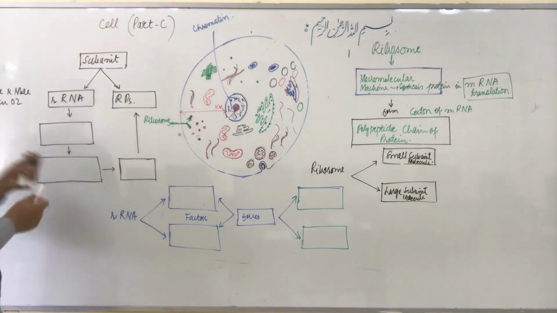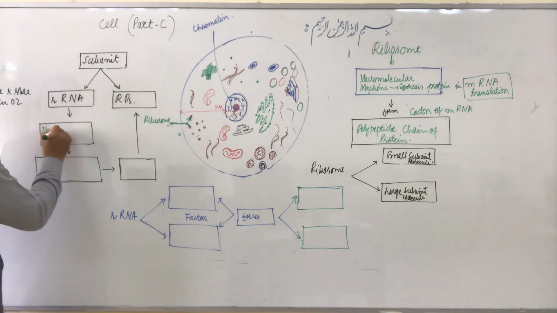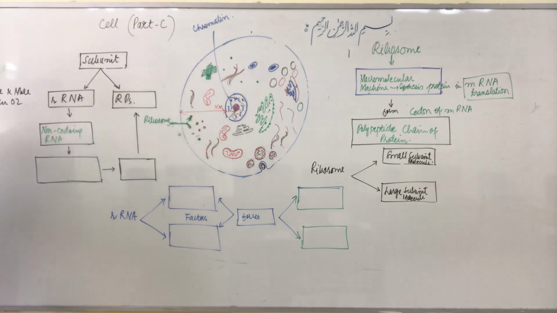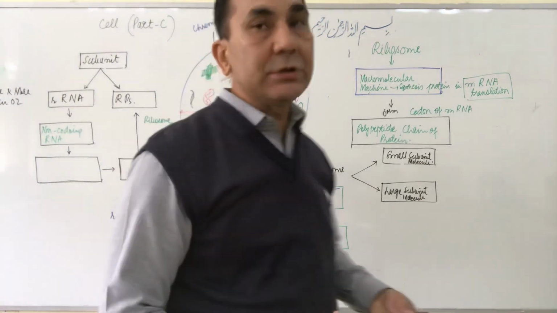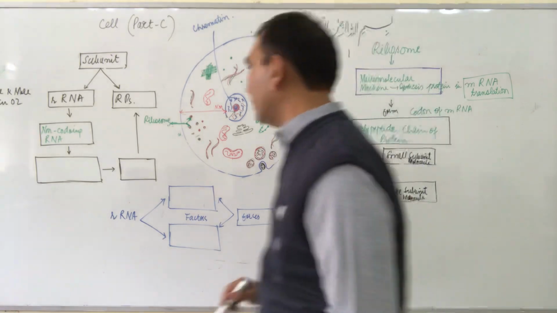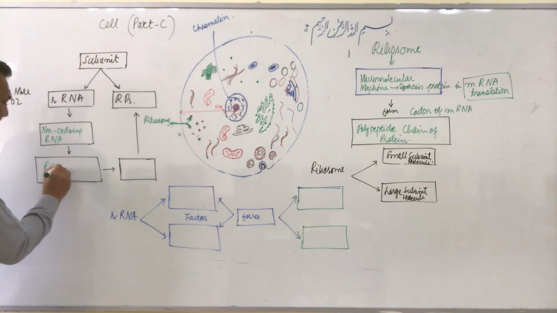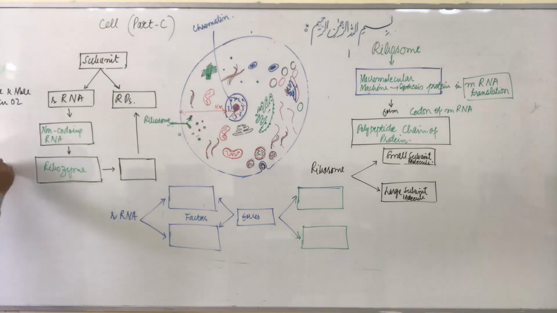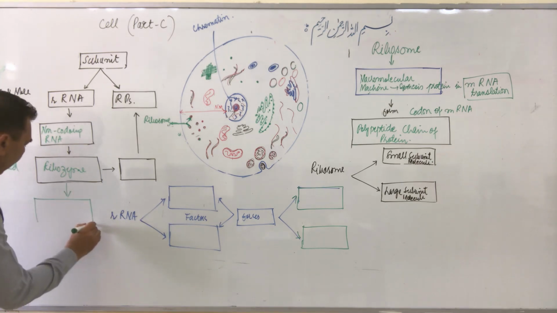The ribosomal RNA is a non-coding RNA, but it is the main component of protein synthesis in the ribosomes. This non-coding RNA is actually called the ribozyme, and these ribozymes actually perform the protein synthesis.